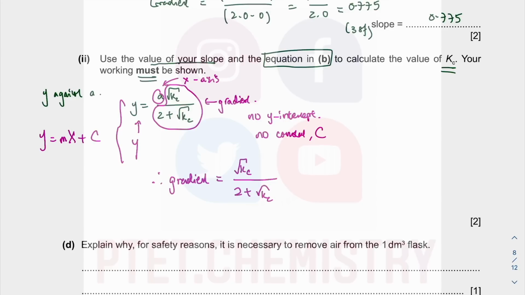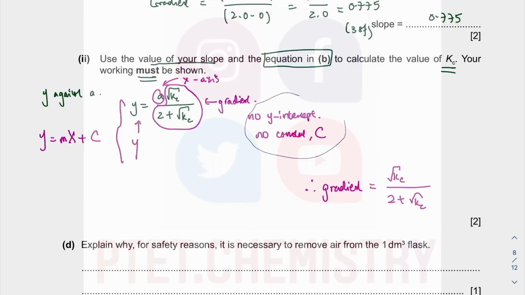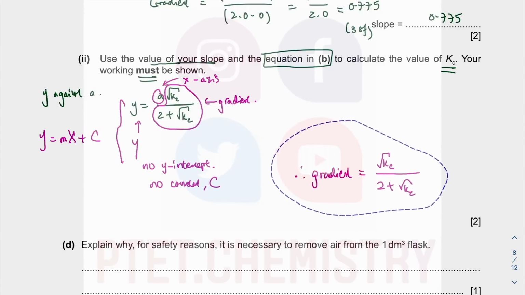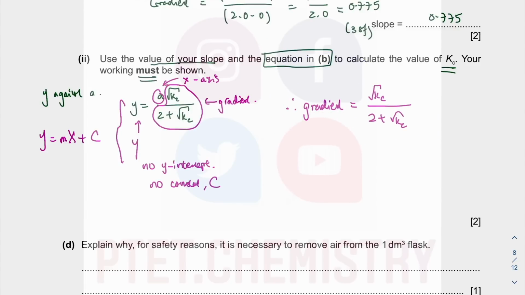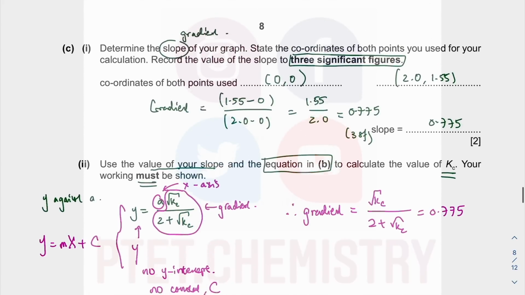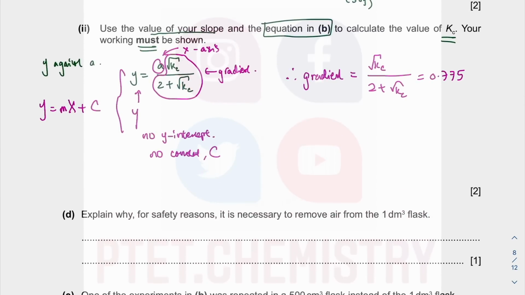I can move that a little bit there to give me more space to work with. So that's 0.775. That is your gradient from the previous question. Now really your job is to make Kc the subject. So Kc is equal to 0.775. Use brackets, alright? I cannot stress that enough.